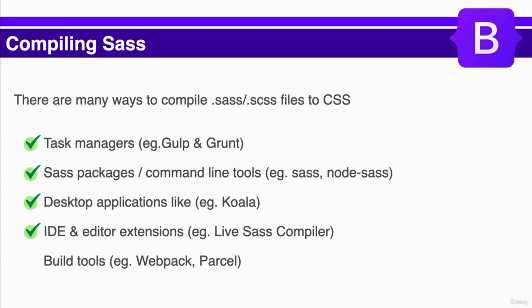For example, Live Sass Compiler is a VS Code extension that will compile Sass, although I think it's deprecated now. But there's others as well. And then you can also use build tools like Webpack and Parcel. And when you're getting really JavaScript heavy, then that's something to look at. But for what we're doing, using Bootstrap to just build simple websites, there's no reason to have Webpack or anything like that. All right, so hopefully that gives you a good idea of what Sass is.